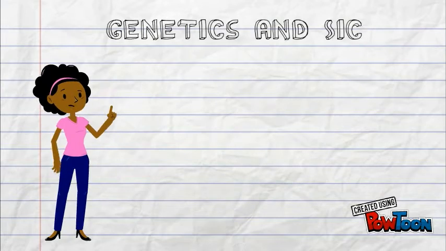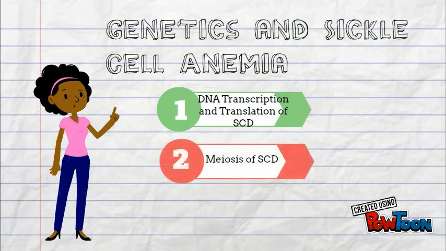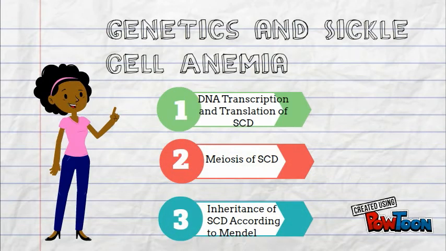Now let's look at the genetics behind sickle cell anemia by understanding DNA transcription and translation, meiosis, and the inheritance of SCD according to Mendel.